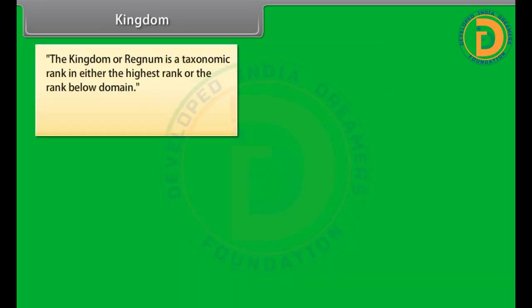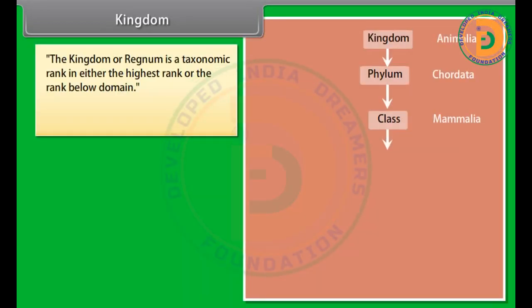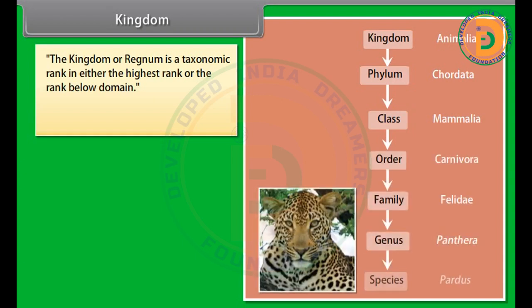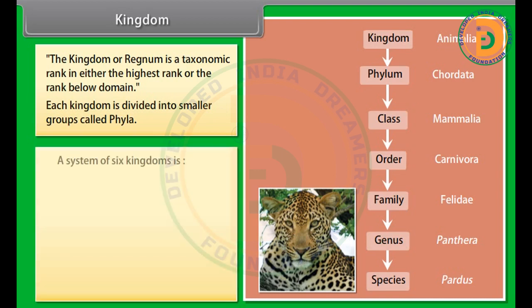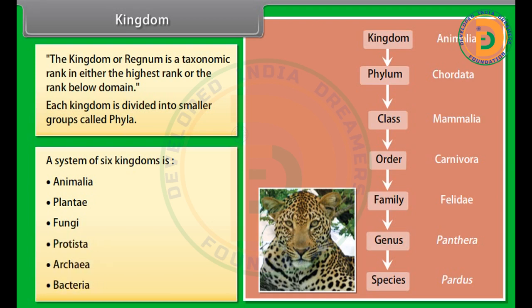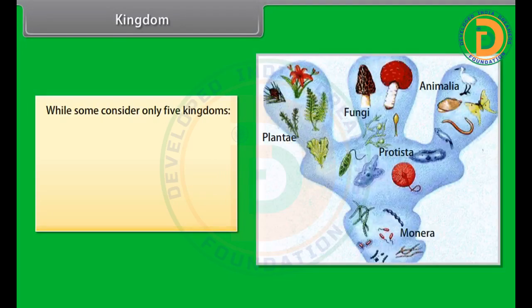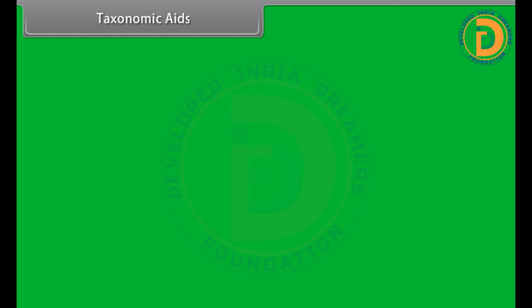Kingdom. The kingdom or regnum is a taxonomic rank, either the highest rank or the rank below domain. Each kingdom is divided into smaller groups called phyla. A system of 6 kingdoms is Animalia, Plantae, Fungi, Protista, Archaea, Bacteria, while some consider only 5 kingdoms: Monera, Protista, Fungi, Plantae, Animalia.